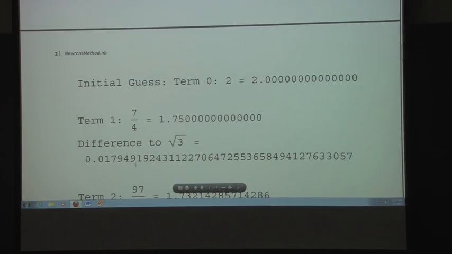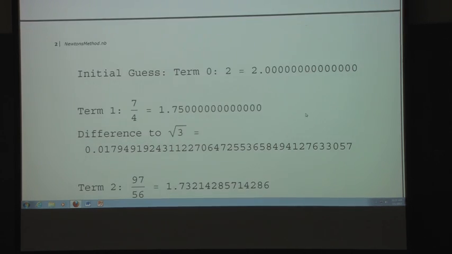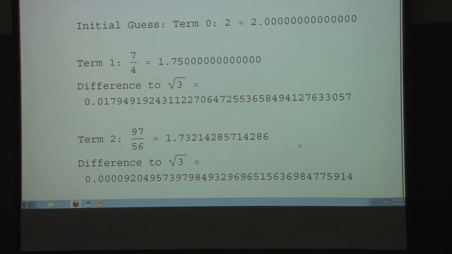7/4, 1.75, the difference is 0.017. Our next guess, 97/56, leads to a difference of 0.00009. And 97/56, this is a great number to work with if you're a computer scientist. It's a ratio of 2 integers with a really small denominator.